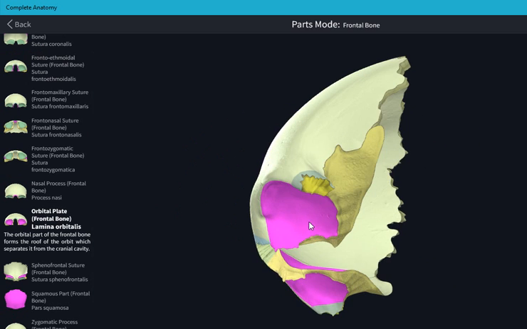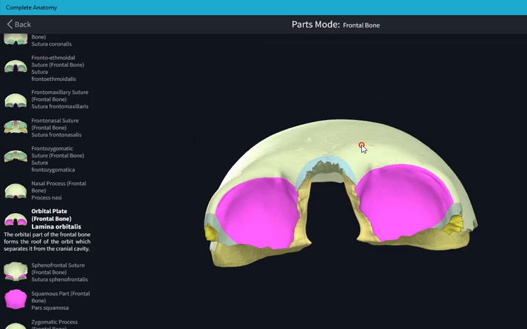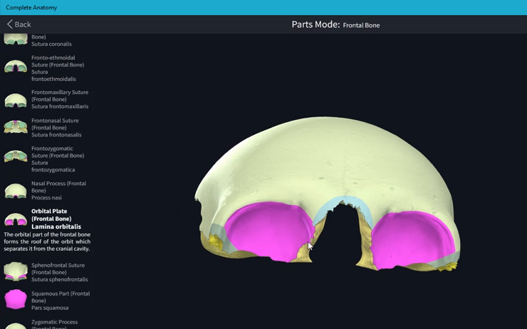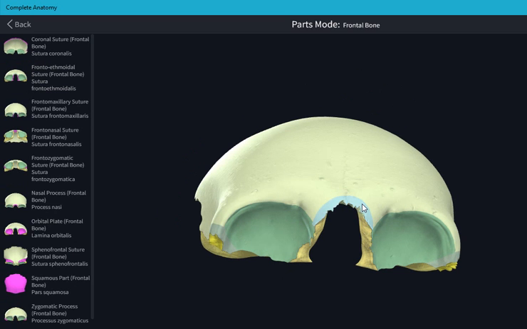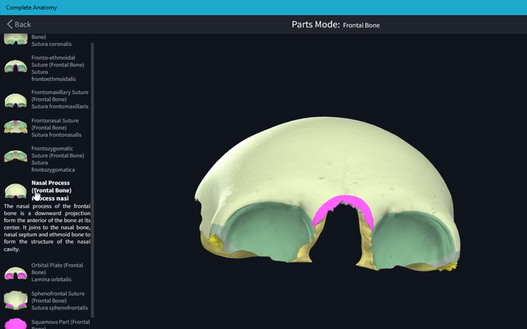Now the next portion we can see inferiorly here is the orbital plate still. At this portion above, we have the portion called the nasal process, because at this portion it connects with the nasal bone. Inferiorly here it can be called the maxillary process, because laterally it connects with the maxillary bone.